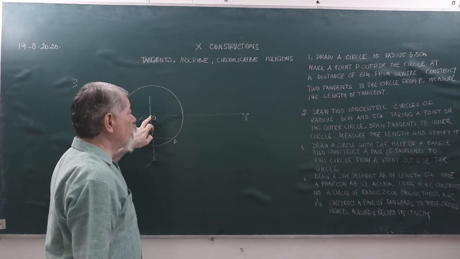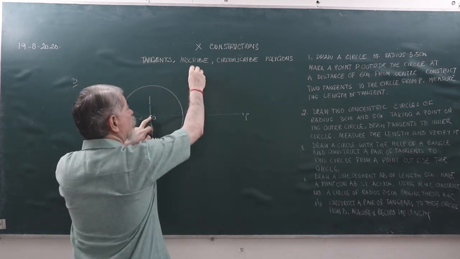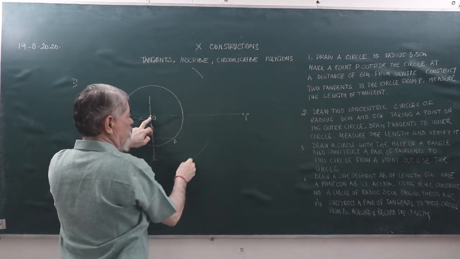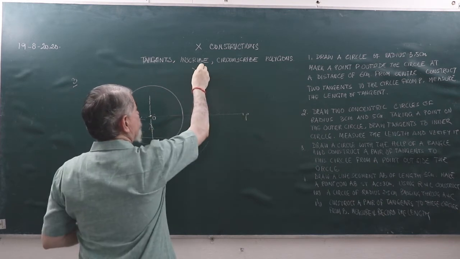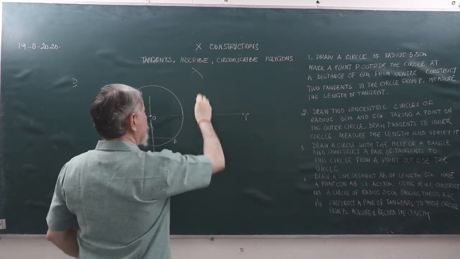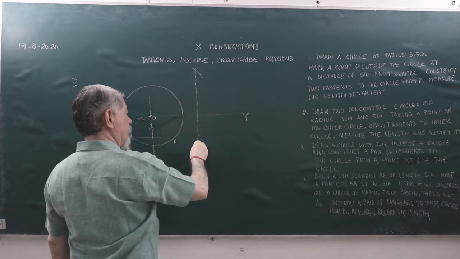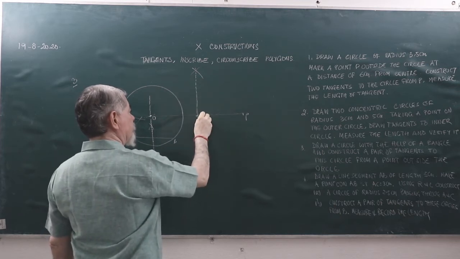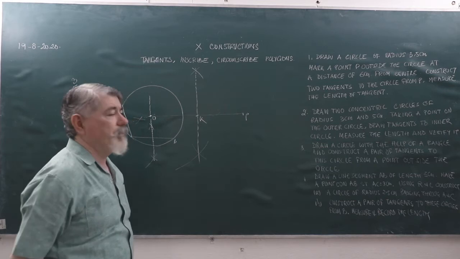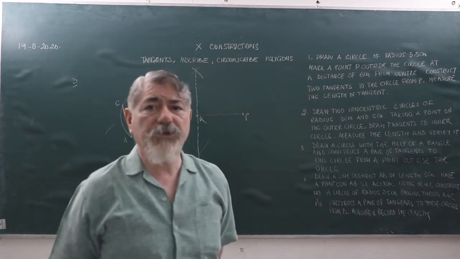Take O as center, open up your compass more than half of OP. Then take P as center with the same radius, draw another arc. The two arcs intersect like this. You get K as the midpoint of OP.